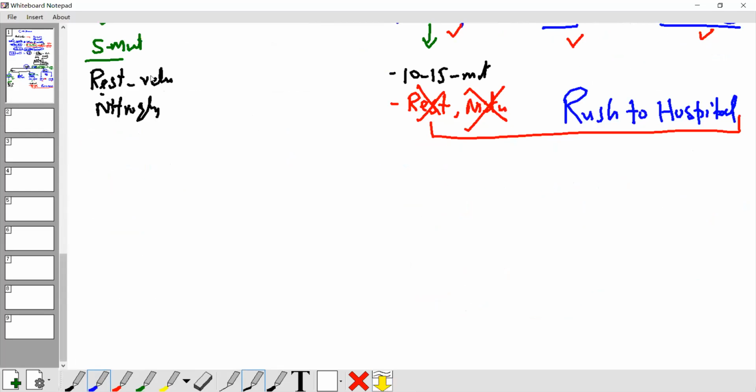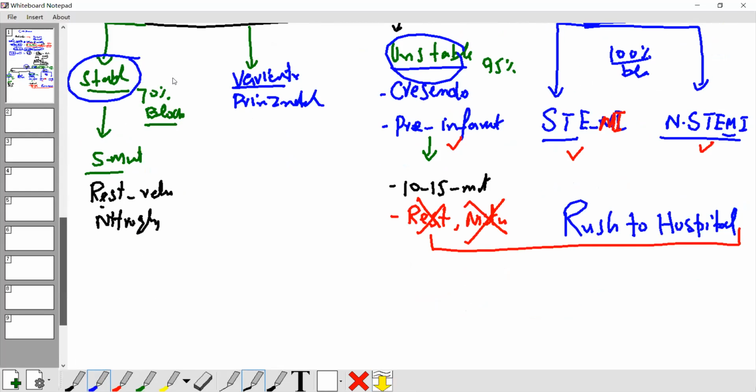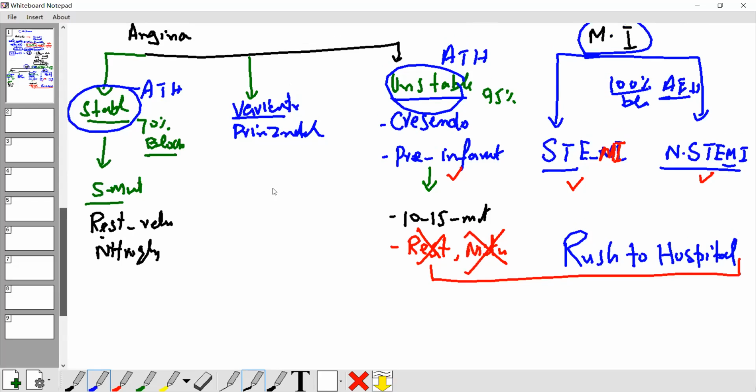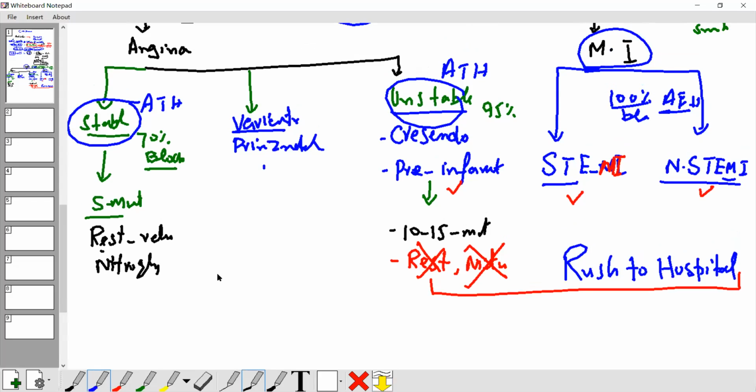So stable angina is due to atherosclerosis, unstable angina is due to atherosclerosis, and MI is due to atherosclerosis. Understand? Everything is due to atherosclerosis. How about Prinzmetal angina? What happens here? In this, there is vasospasm.